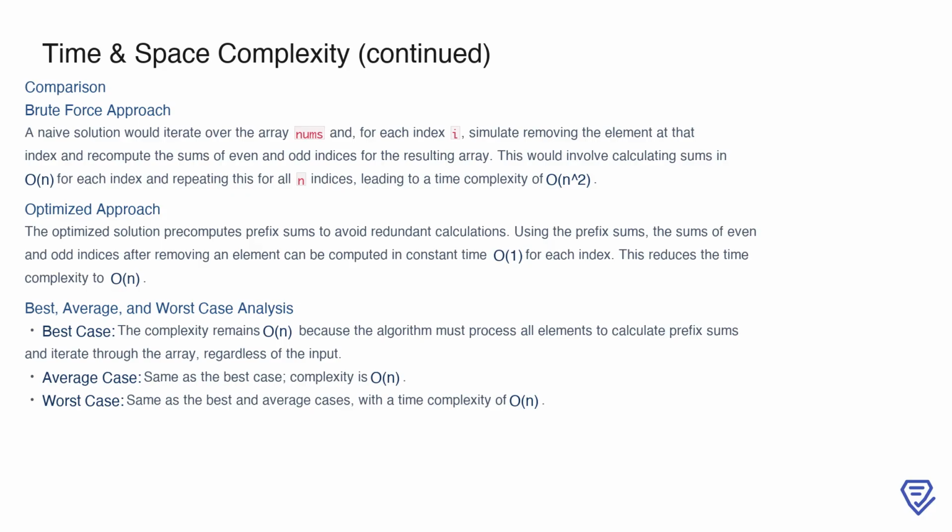On the other hand, the optimized solution avoids redundant calculations by pre-computing the prefix sums. Using these pre-computed values, the even and odd sums after removing an element can be determined in constant time, or O(1), for each index. This reduces the overall time complexity to O(n). Importantly, this optimized approach maintains a time complexity of O(n) across the best, average, and worst cases, as the algorithm always processes the entire input array to compute prefix sums and iterate through the indices.